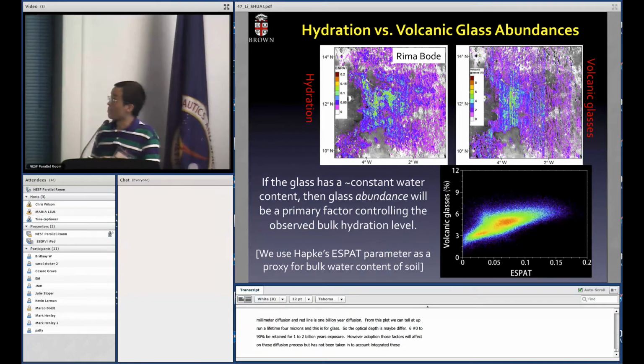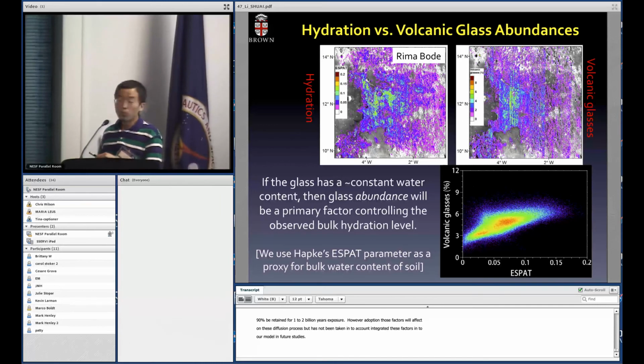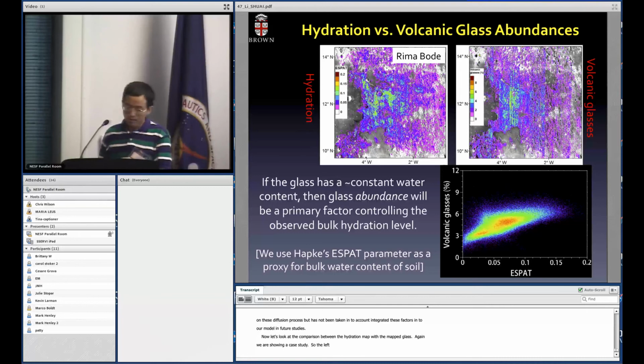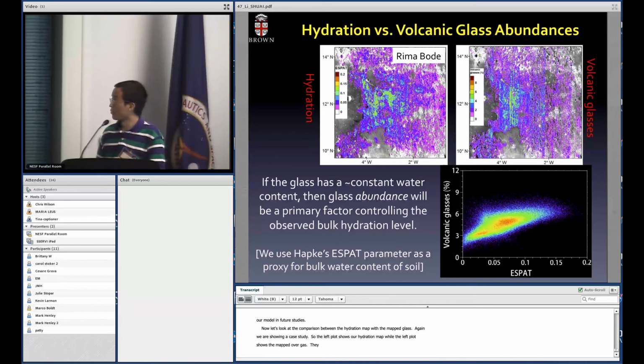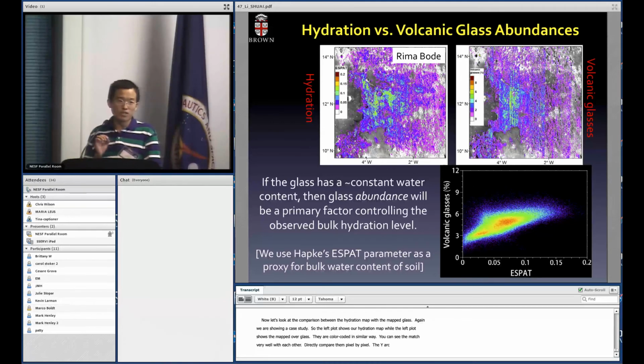Now let's look at the comparison between the hydration map and the mapped glass abundance. Again, we are showing a case study at Rimaboda. So the left plot shows our hydration map at Rimaboda, while the right plot shows the mapped volcanic glass. They are color-coded in the same way, so spatially you can see they match very well with each other. Now we directly compare them pixel by pixel. The y-axis is the volcanic glass, the x-axis is the hydration level. We can see they show a very good linear trend. This may tell us the volcanic glass is the dominant factor controlling the bulk hydration level on lunar pyroclastic deposits.